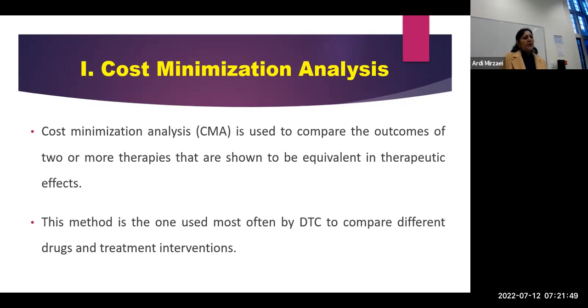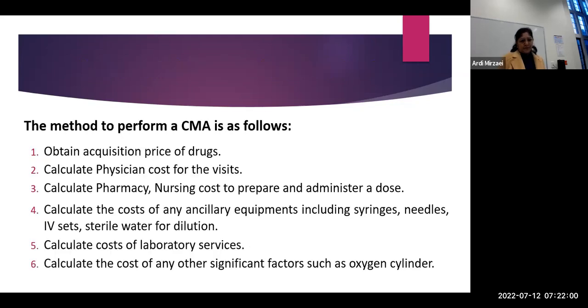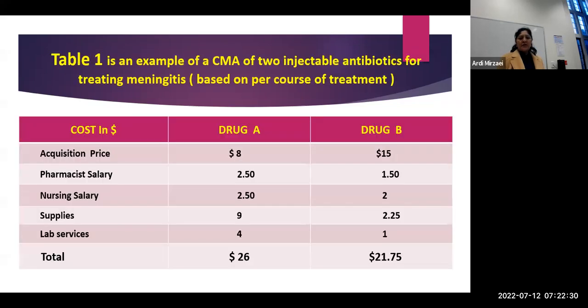Suppose you have 2-3 analgesics. So which one to include in the formulary? So the DTC has to decide that, and they can use this method to decide. So the method to perform is: obtain the acquisition price of the drugs, calculate the physician cost, calculate the pharmacy and nursing cost and administration of the dosage, calculate the cost of any ancillary equipment that includes syringes, needles, IV sets, sterile water, and so on, calculate the cost of laboratory services, calculate the cost of any other significant factors such as oxygen cylinder.